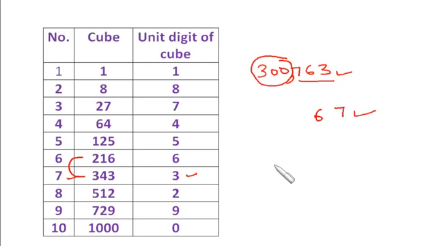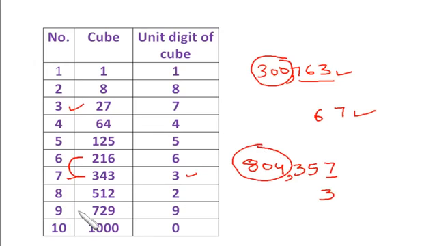Let's take one more number. It's 804357. Okay, the number has 7 at the units place, so the cube root will have 3 at the units place, and 804 lies between the cubes of 9 and 10. So the tens digit will definitely be 9. So 93 will be the cube root of 804357. Let's take one or two more examples to make it more clear.